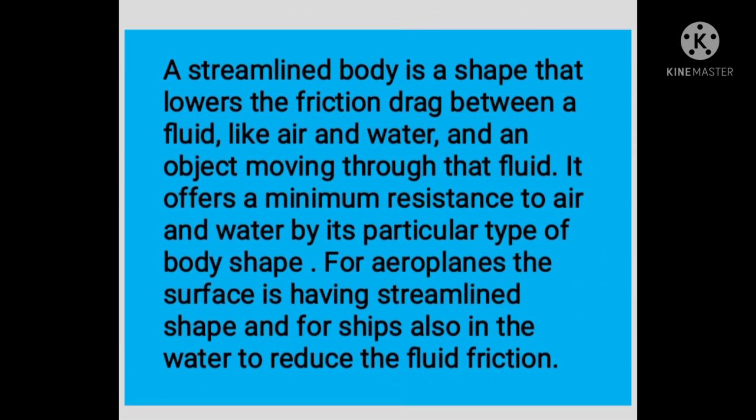A streamlined body is a shape that lowers the friction drag between a fluid like air or water and an object moving through that fluid. It offers minimum resistance to air and water by its particular type of body shape. Aeroplanes have a streamlined surface, and ships also have one in the water, to reduce fluid friction.